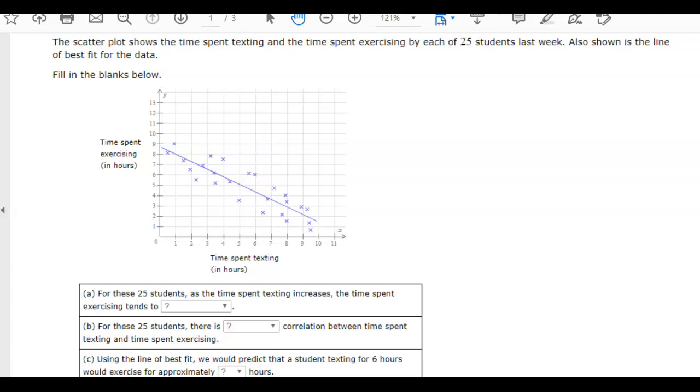So part A, for these 25 students, and that's right down here. For these 25 students, as the time spent texting increases, so we are increasing the amount of time that we are texting, exercising tends to, and so as this number increases, you can see that everything over here decreases. So I'm assuming that right underneath that arrow, we can say that it would be decreasing.